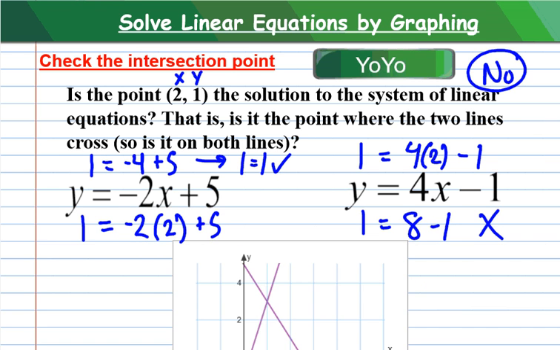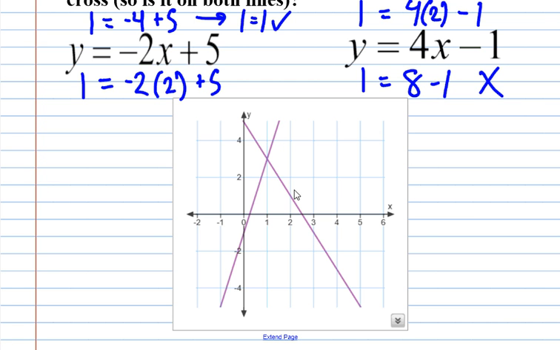If I graph these two lines, you'll see they do not cross at (2, 1). That point is only on one of them. It's on this line right here, but it's not on both of them. The actual solution is the point (1, 3), but (2, 1) is not it. You can check without even graphing it.